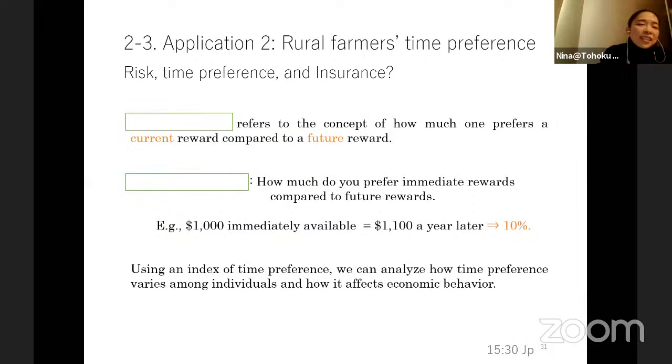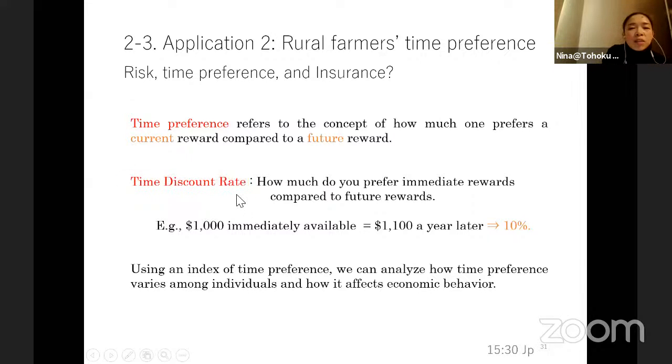Now I want to introduce another game about time preference. Time preference, maybe you learned in microeconomics, I guess. But let me explain again. Time preference refers to the concept of how much people prefer a current reward compared to a future reward, now or in the future. How much you can be patient to wait for the reward. And the word is time discount rate. You have already learned it in microeconomics, maybe. In Japanese, 時間割引率. How much do you prefer immediate, current rewards compared to future rewards?